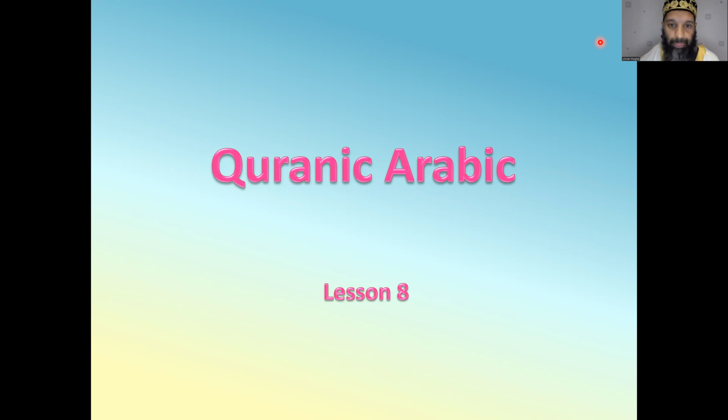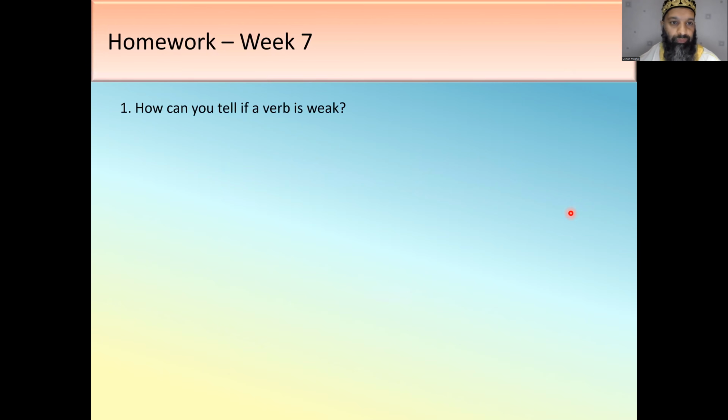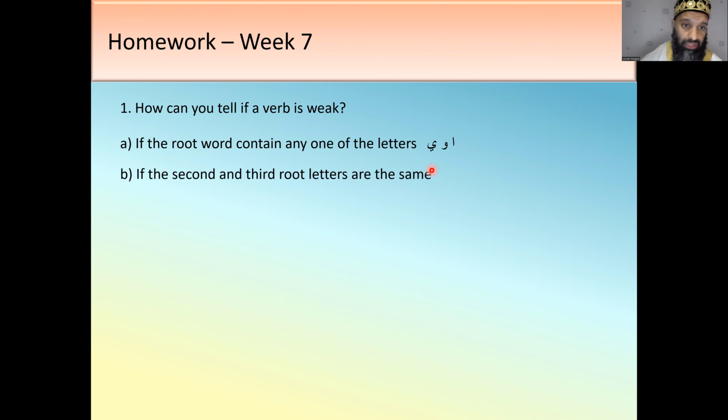Okay, right. Let's move. So the homework was, how can you tell if a verb is weak? And the answer is if one of the root letters is alif, waw, or ya, then the verb is weak. The other way to tell a verb is weak is when the second and third letter of the root word are the same. Okay, so we did this last week with an example as well.